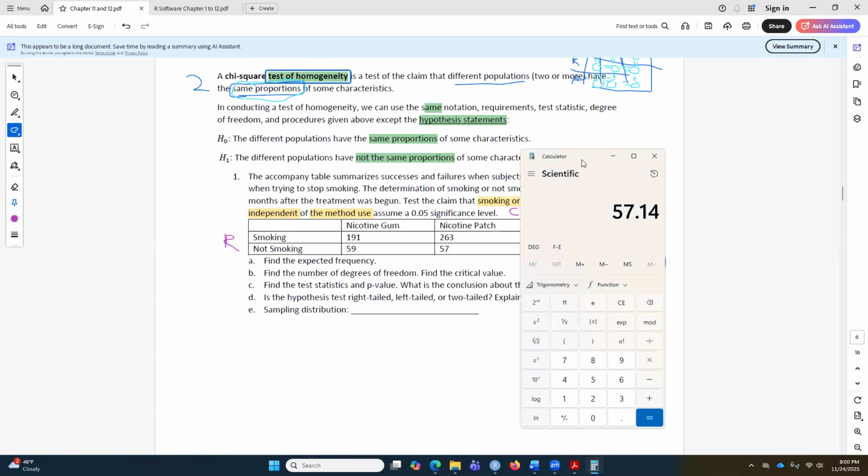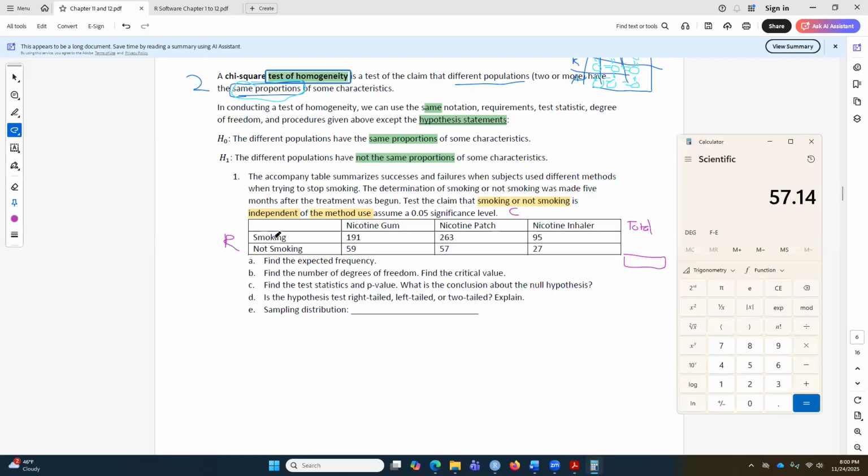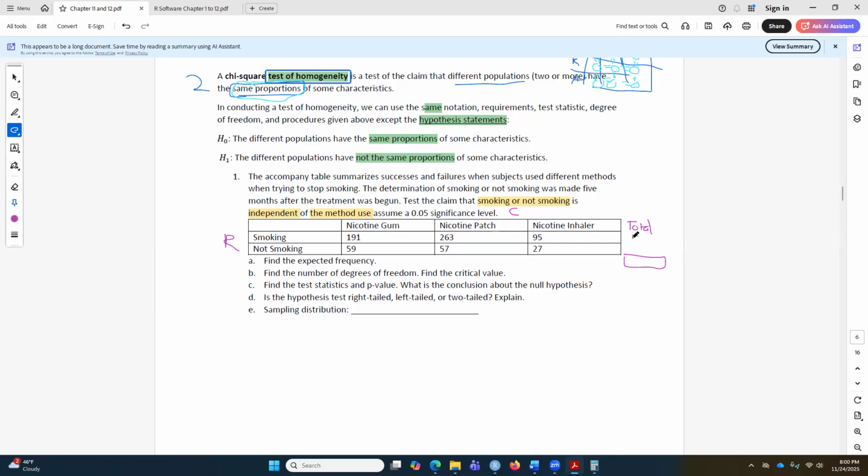So take out your calculator and add the row total for smoking. So it's 191 plus 263 and 95. So this is 549. What does this 549 total stand for? It means that those are the people who still smoke after they use these methods to quit smoking. Okay, so these are the total people still smoking after they use this nicotine stuff.